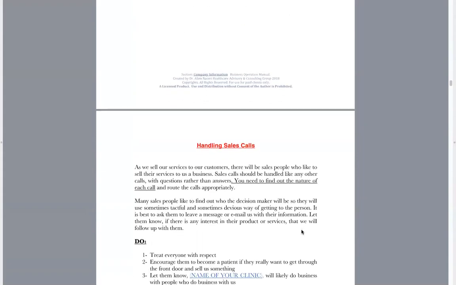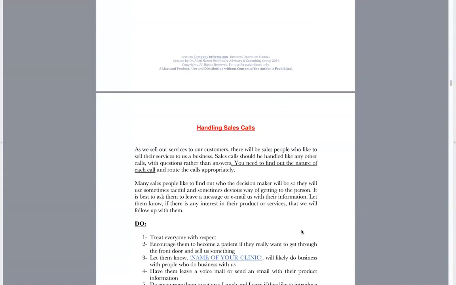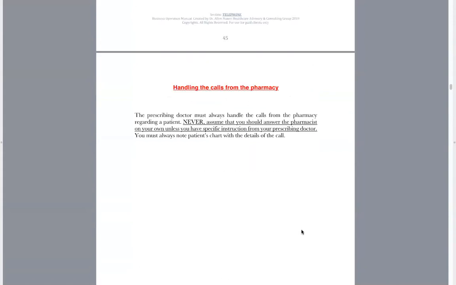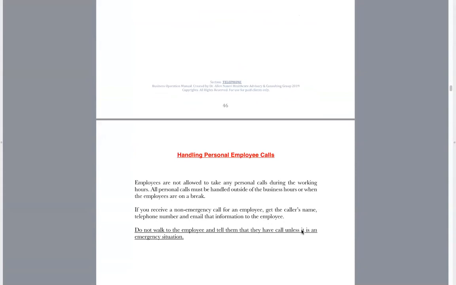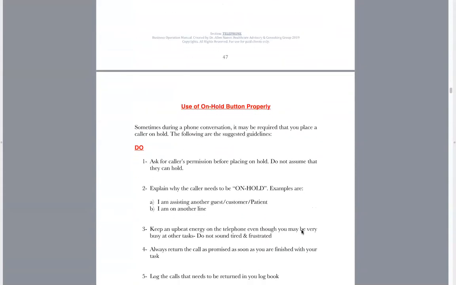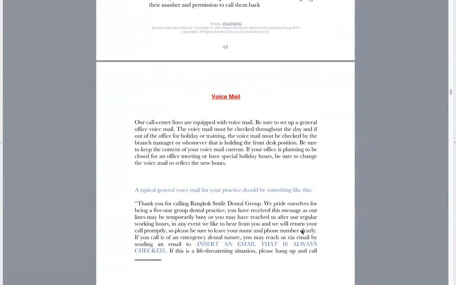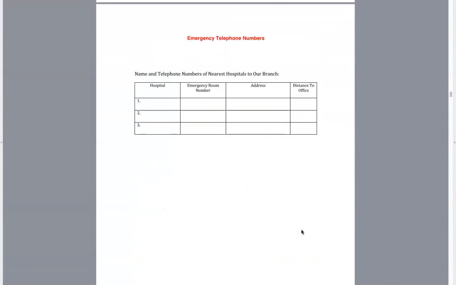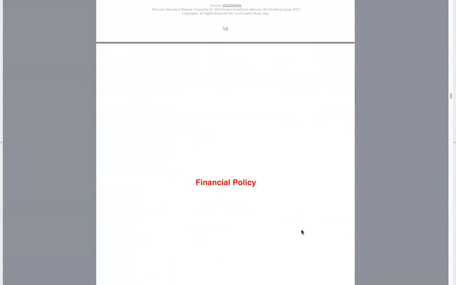That's pretty detailed. Then we discuss the telephone: how to handle sales calls, how to handle calls from the laboratories and from the pharmacy. They may need a clarification on a prescription. Also personal employee calls, how to use the on hold button properly, set up the voicemail, and the scripts for voicemail that you can use. Various emergency telephone numbers, including the hospitals and so forth, are listed in this manual.